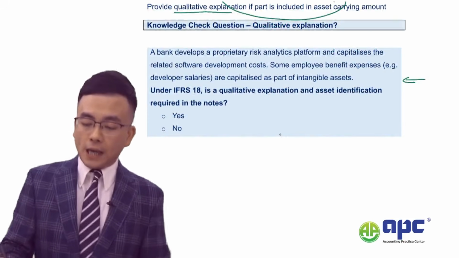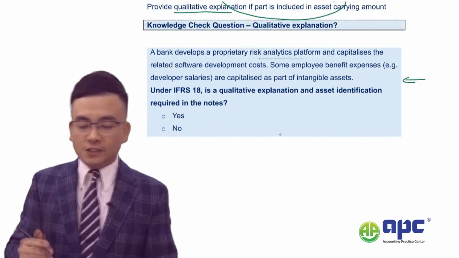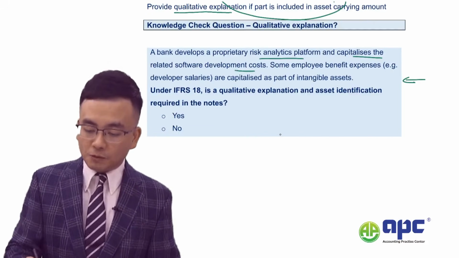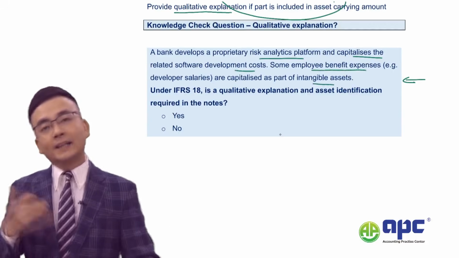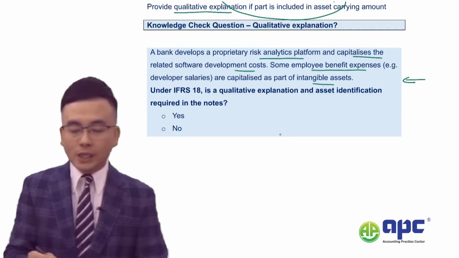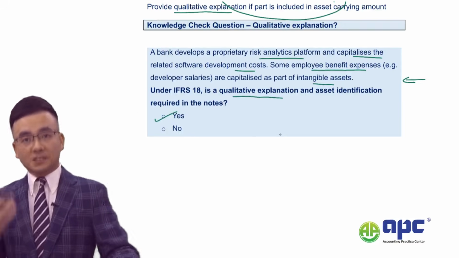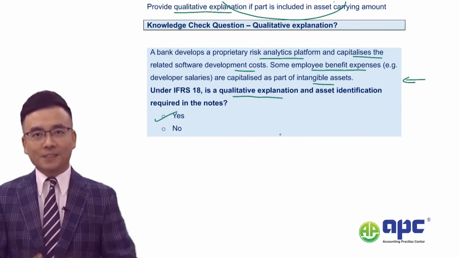Now, of course, here's the question for you. A bank develops its own risk analysis platform and capitalises the development costs. Some of the employee benefit expenses have been included in the intangible asset. So do we need to say that in the note? Of course, the answer is yes. We simply say that part of the expense has been capitalised, and that's it.